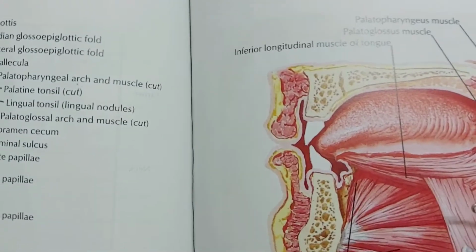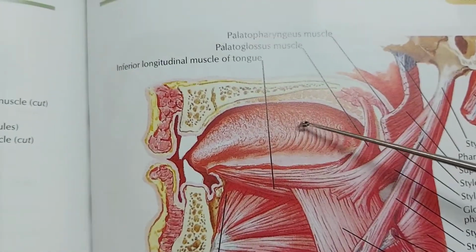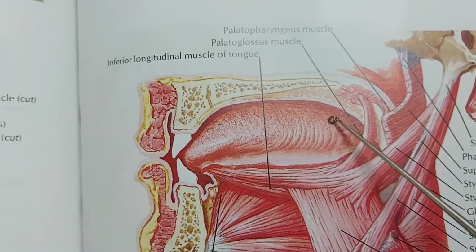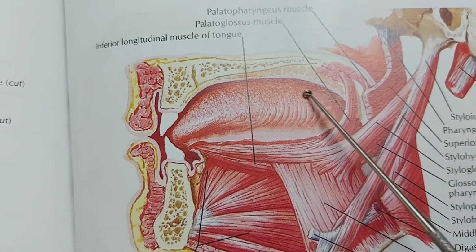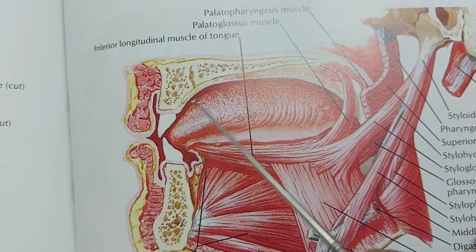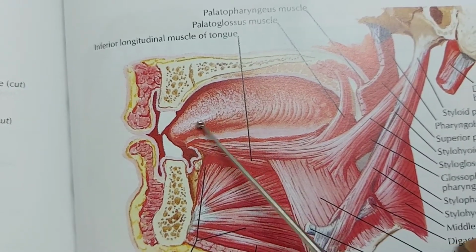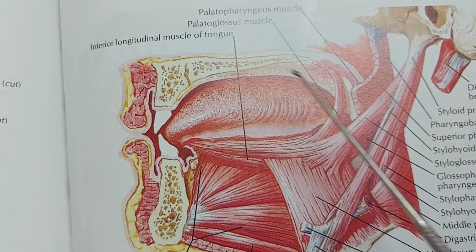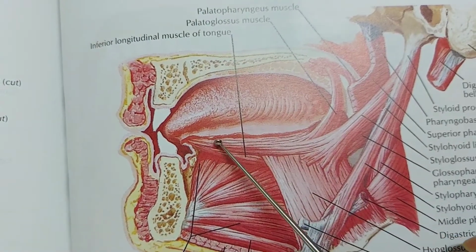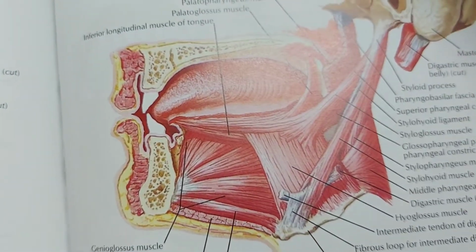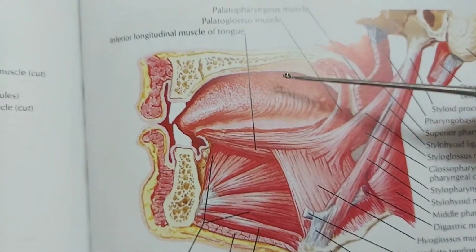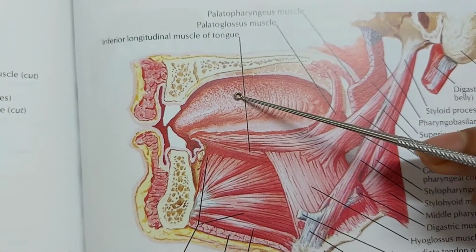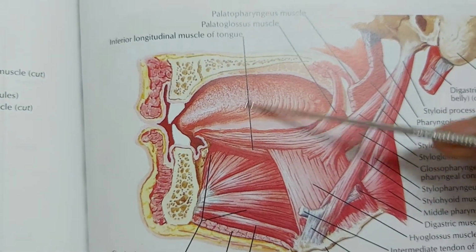Now we can see the muscles of the tongue. Here is the tongue. It has some intrinsic muscles within the tongue. These intrinsic muscles are the longitudinal muscles. There is the superior longitudinal and inferior longitudinal muscle. Some muscles are transverse, that is known as the transverse muscle, and some are vertical.